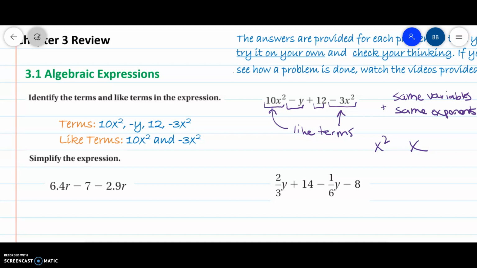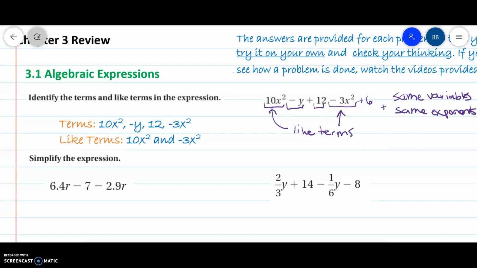All right, and then technically constants are also like terms. So there aren't any other constants here besides 12, but say this problem had a plus 6 at the end, that would be a like term with 12 because they're both just regular numbers or constants, you could think about it. Okay, so that's the first one. You'll see a question like that on your quiz.